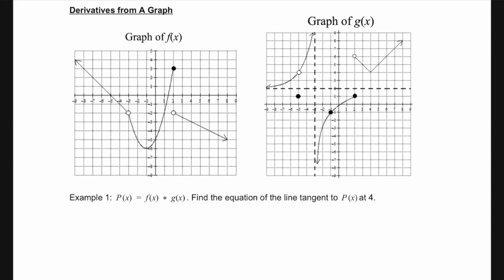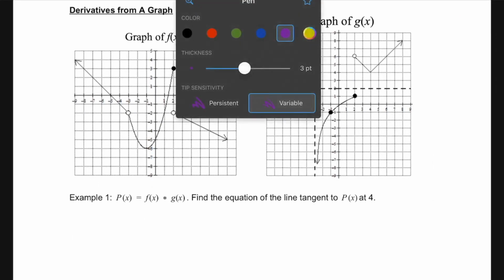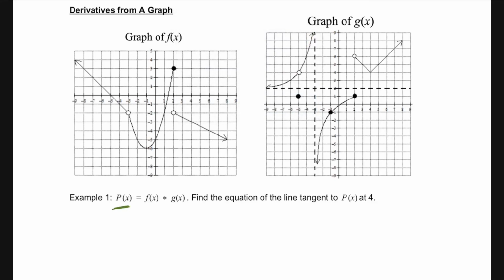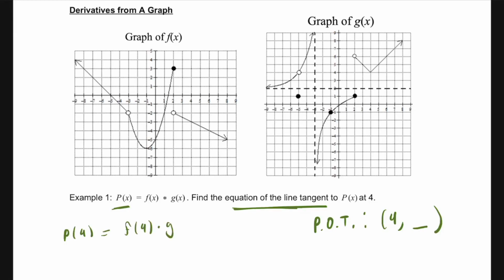So if we're given the graph of f of x and g of x, and we're told that p is f of x times g of x, same idea, find the equation of the line tangent to p of x at 4. So I need to know, what is the point where this line is tangent to p of x? Well, it's going to be 4 comma something. P of 4 equals f of 4 times g of 4. Well, f of 4, I can see, is just negative 3. G of 4, I can see, is 4. So negative 3 times 4, this is negative 12. So there's our point of tangency.